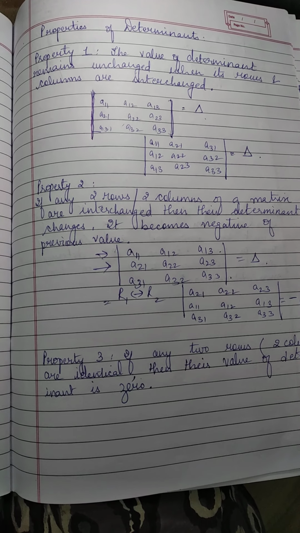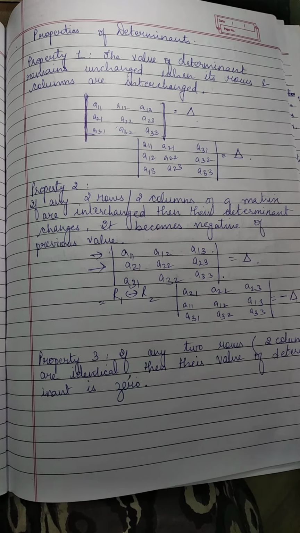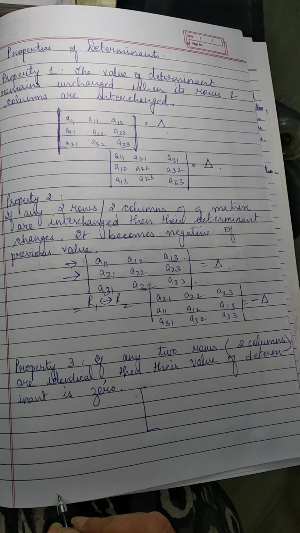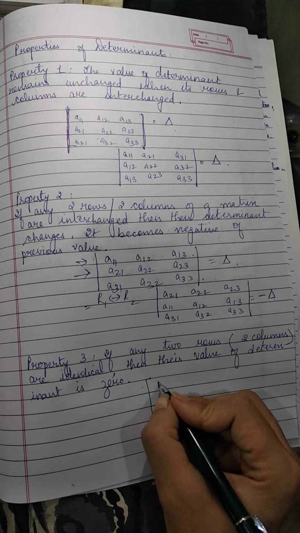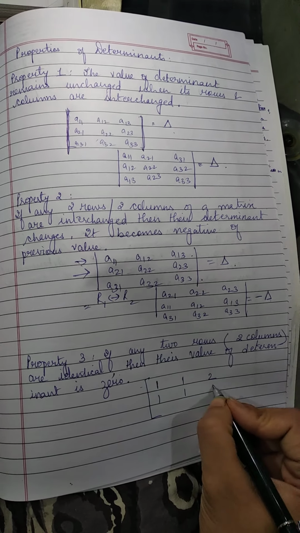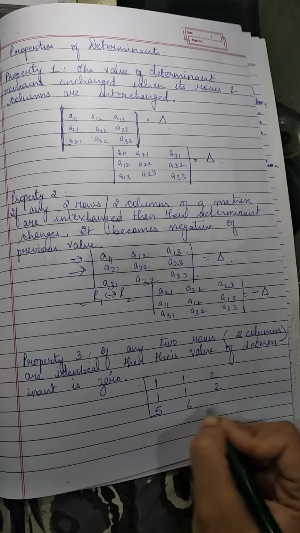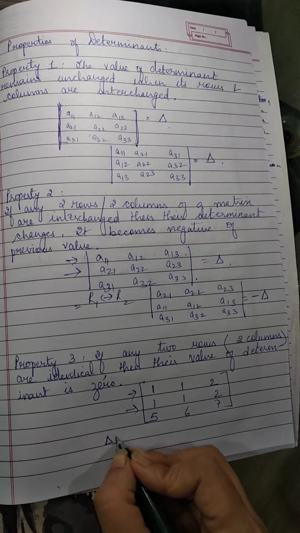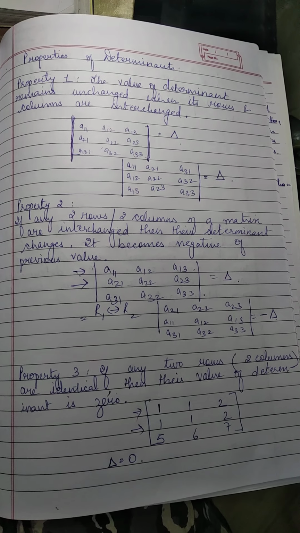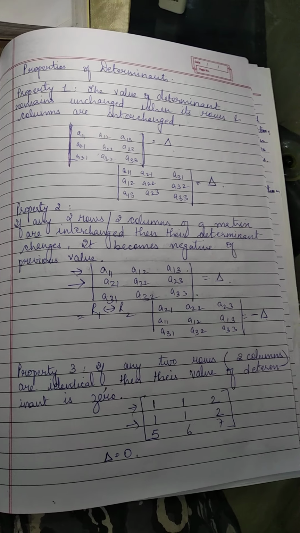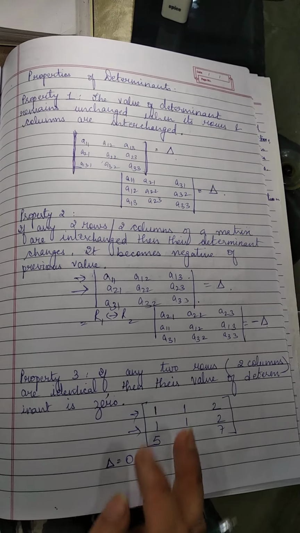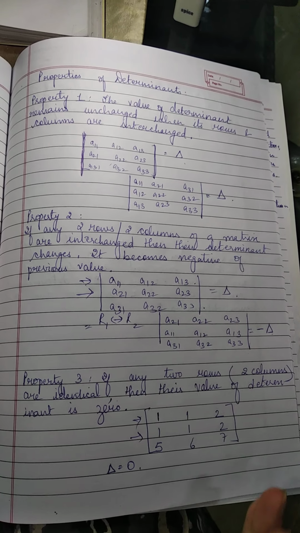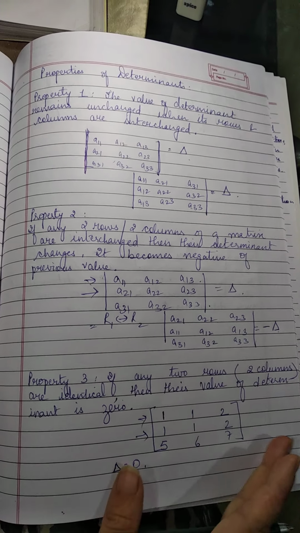Third property, if any two rows or two columns are identical, then the value of the determinant is 0. Very important. Let's say we have 1, 1, 2, and this is also 1, 1, 2, and this is 5, 6, 7. Here R1 and R2 are exactly the same, so their determinant value would be equal to 0. Whenever you calculate it, it will come out to be 0. So either two rows or two columns, if they are identical, then directly we can write that the determinant value is 0, right?